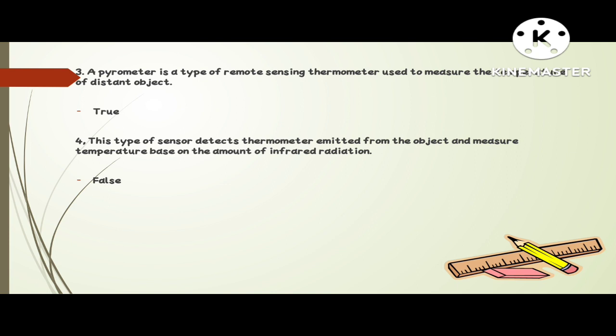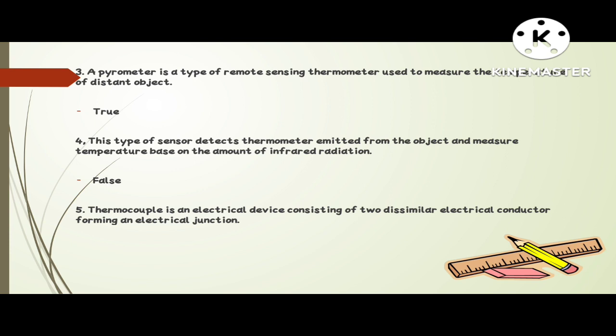It's false. The last number. Number 5. The thermocouple is an electrical device consisting of two dissimilar electrical conductors forming an electrical junction. Okay, your answer is correct. It's true. And now, let's start our lesson.